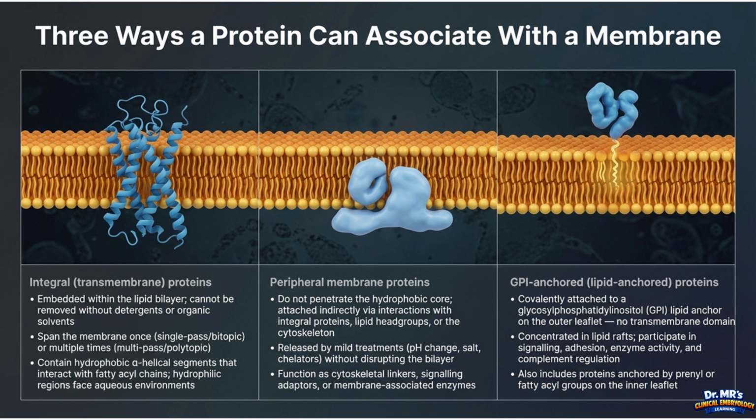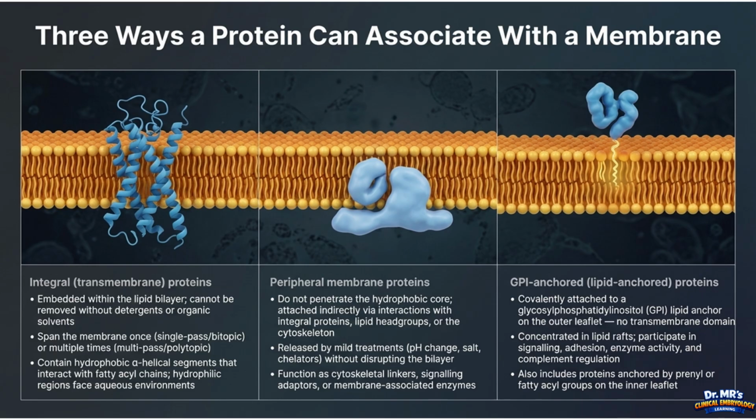The first class is integral membrane proteins, also called transmembrane proteins. These are embedded directly within the hydrophobic core of the lipid bilayer. You cannot remove them without using detergents or organic solvents that dissolve the bilayer itself. They are physically threaded through it.